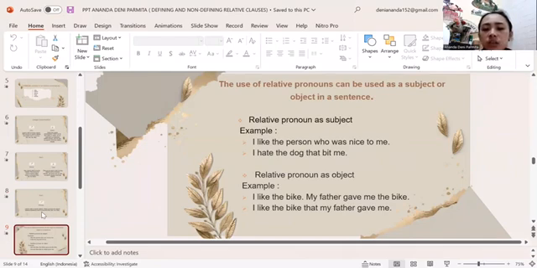Next, the relative pronoun can be used as a subject and object in a sentence. Relative pronoun as subject, for example: I like the person who was nice to me. And then: I had the dog that bit me. For relative pronoun as object: I like the cake. My father gave me the cake. And then: I like the cake that my father gave me.